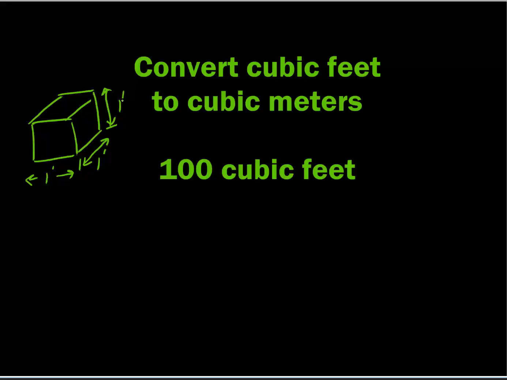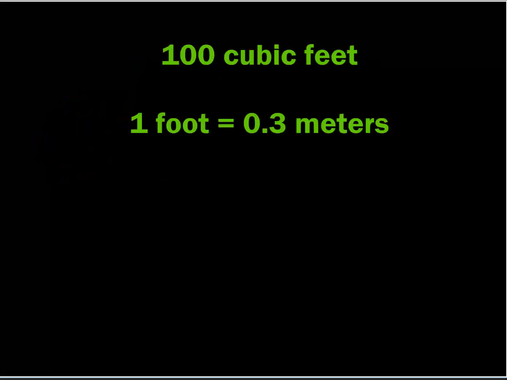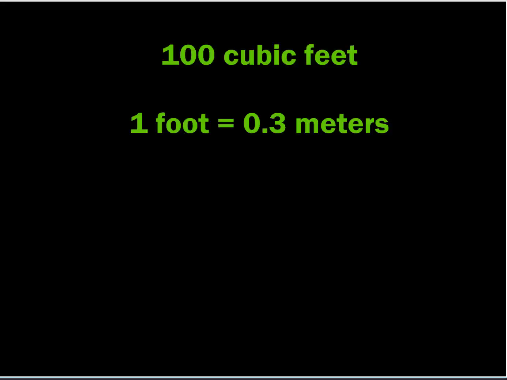And we're given 100 cubic feet. So the number is 100. The unit is cubic feet. Let's go to the next page here, and we need a conversion factor. So 1 foot is equal to 0.3 meters. I'm reducing significant figures here in order to keep this simple for us. So if we have cubic feet, and our conversion factor is based on 1 power of feet rather than 3 powers of feet, we have to do a little bit of extra work.